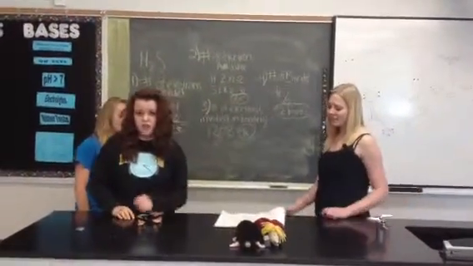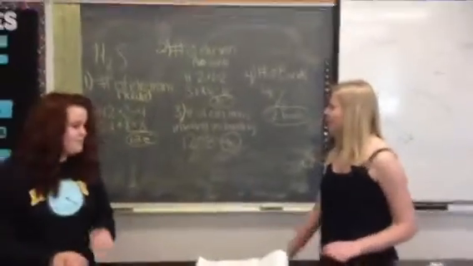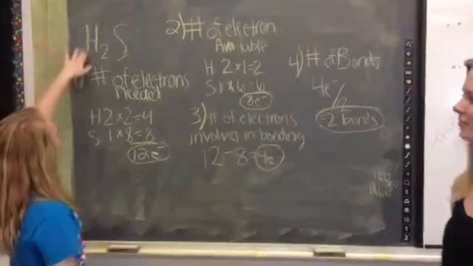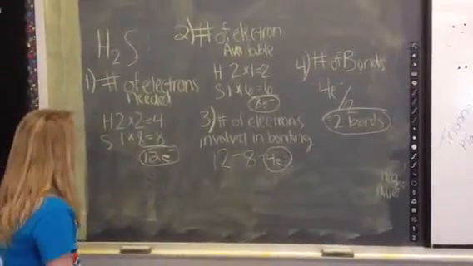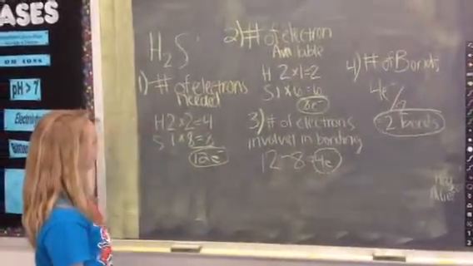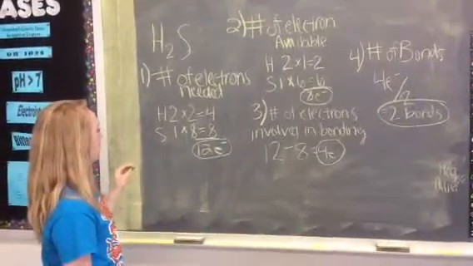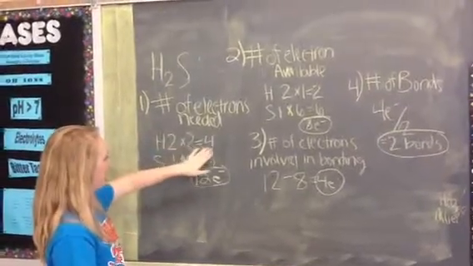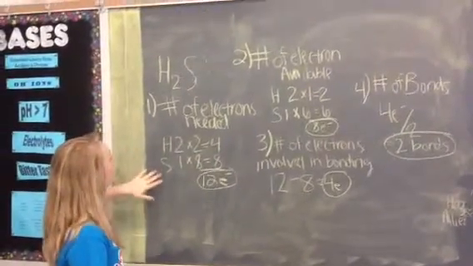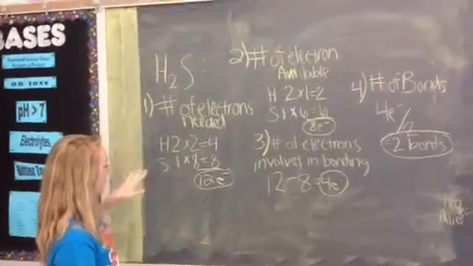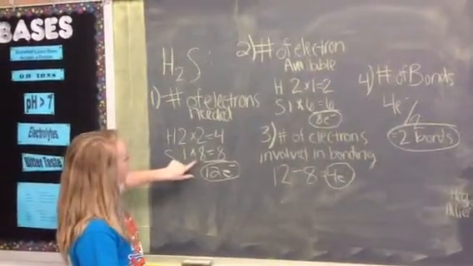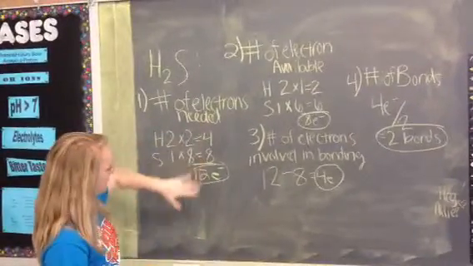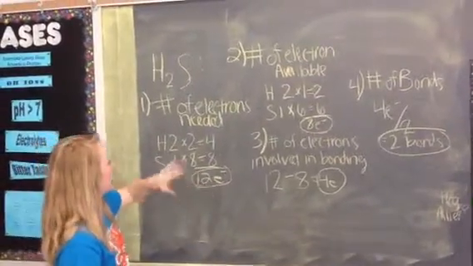To determine the shape of bonds, you first find the number of electrons needed. To do this, we're going to use this H2S equation, and hydrogen has the availability of having 2 valence electrons. So there's 2 in the equation, so you take 2 times 2 and it equals 4. There's 1 sulfur in this equation, and it has the availability of having 8 valence electrons. So 1 times 8 equals 8. And then you do 4 plus 8, and you'll have 12 electrons needed.